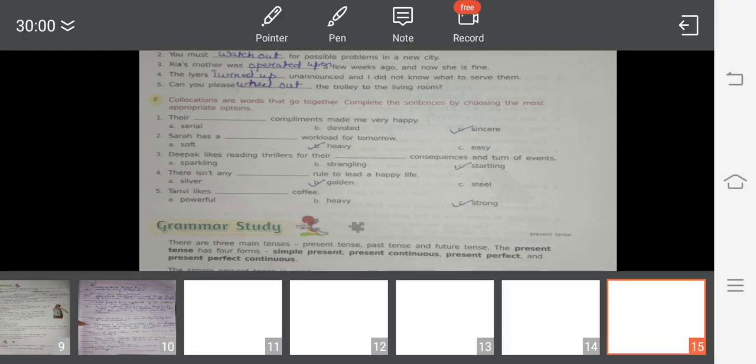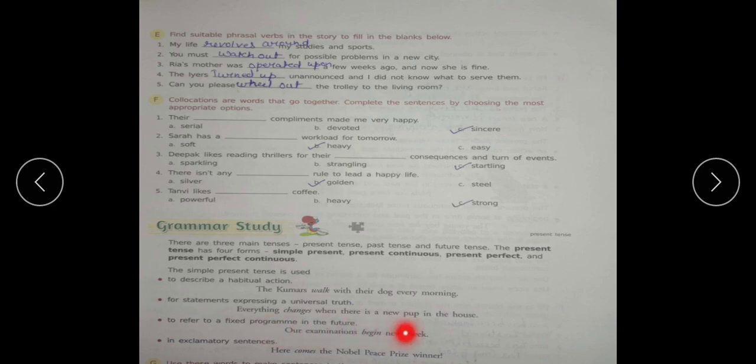An exclamatory sentence: here comes the Nobel Prize. Here comes the Nobel Prize, you can see in the end. So this is something given about the simple present tense. Coming to the G question, use these words to make sentences in the simple present tense.